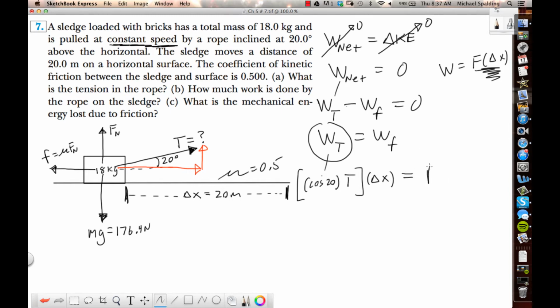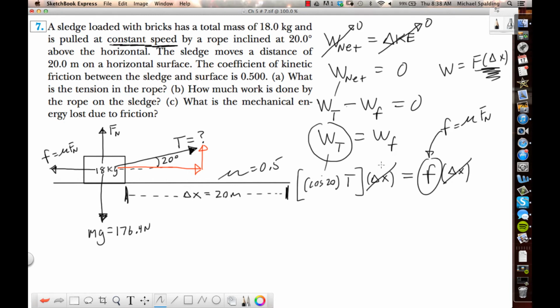So this is going to be friction times displacement. Now what happens to these displacements? They cancel. The displacements drop out. Okay? All right, so now we're going to have to do some substitution. What is friction? What's the equation for friction? Mu times normal force. So we're going to have to plug that in there.